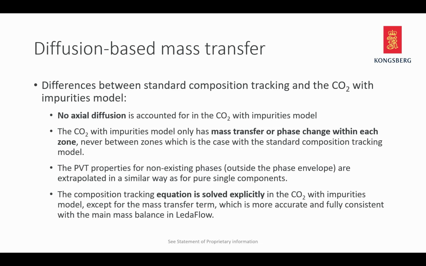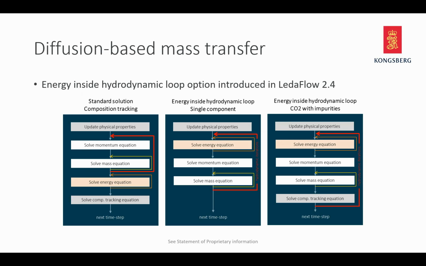The CO2 with impurities model uses a new explicit solver for the composition equation. This solver always solves the composition equations inside the hydrodynamic loop, while the standard composition tracking model solves the composition outside the hydrodynamic loops after the other equations have converged. So I've made an illustration to explain that.